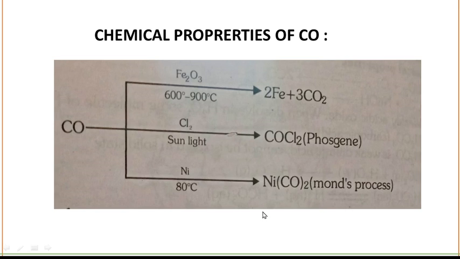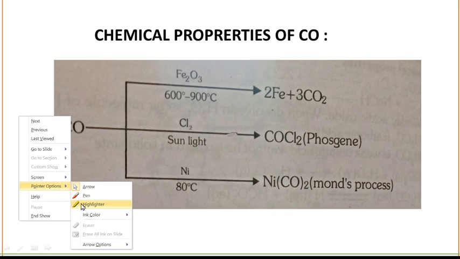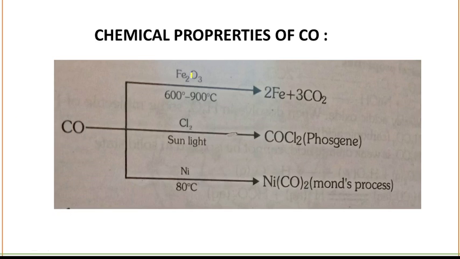Now the chemical properties of carbon monoxide. There are 3 main chemical reactions in case of carbon monoxide which you need to remember. Number 1: when you react carbon monoxide with Fe2O3 at 600 to 900 degrees Celsius, you will get the formation of 2Fe plus 3CO2.